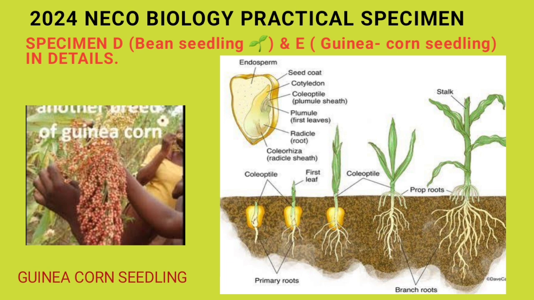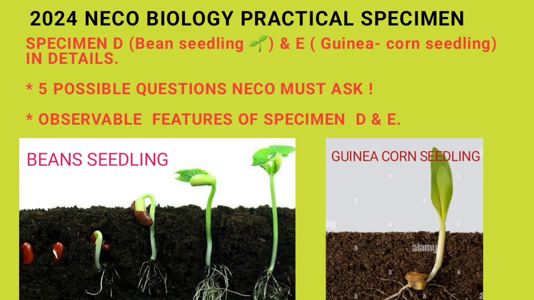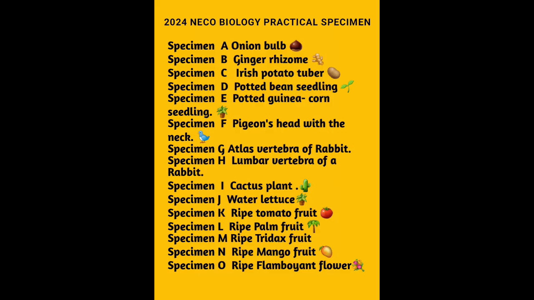So with this, I've given you some features, and you can also use these as differences between specimen Z, which is a potted young bean seedling, and specimen E, a potted Guinea corn seedling. So this is a very important point you need to know for this specimen and how to answer this question. So with this, I'm very sure that any question coming from specimen Z, the potted bean seedling, or specimen E, the potted Guinea corn seedling, you should be able to answer it perfectly well and earn your mark.